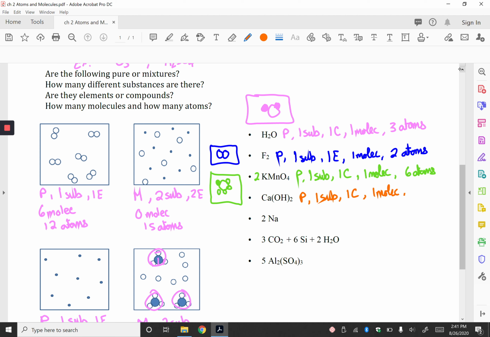Well, that 2 distributes, right? So there's 2 hydrogens and there's 2 oxygens. So that's a total of 5 atoms. Let me draw a particle diagram for you so you can see it.